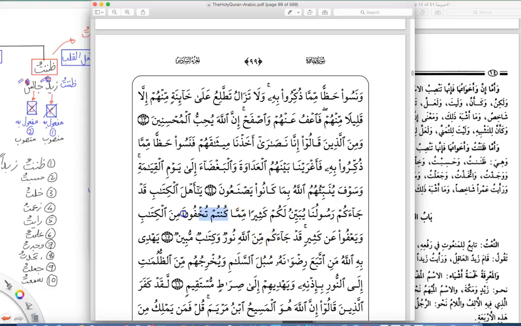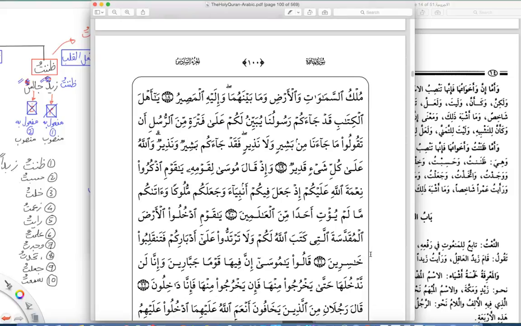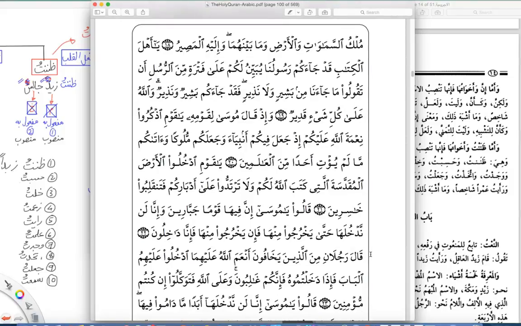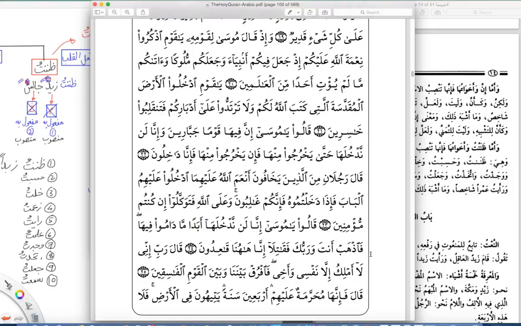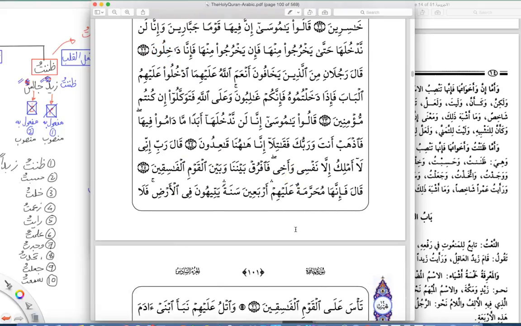Kuntum tukhfuna. So kuntum is the fi'l naqis, and the ism is inside of it, which is antum. And tukhfuna min al-kitab, a jumla fi'liya, is the khabar. Now notice, a lot of jumla fi'liyas come in the Quran, where the khabar is in the form of a jumla fi'liya. So don't worry about that; it's very common. Here's one as well: inna dakhilun, made up of inna plus na, which is we. Indeed, we are dakhilun. Dakhilun is the khabar, in the rafa state: dakhiluna. So indeed we are enterers. And in kuntum mu'minin, mu'minin is the khabar of kuntum.